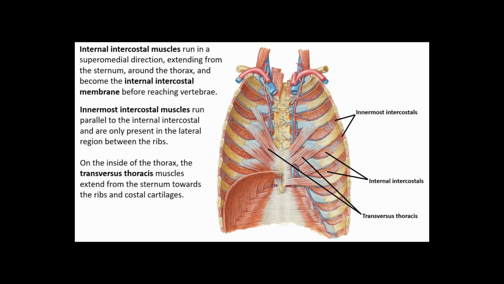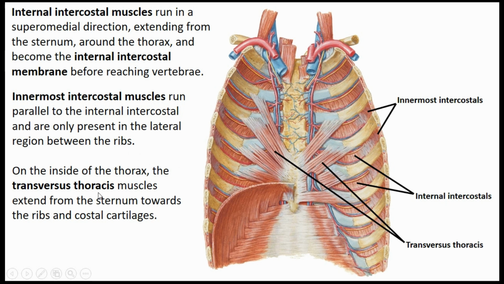The innermost intercostals are only present in the lateral side of the thorax, so we don't really see them close to the sternum or close to the vertebra. And then last and arguably least, we have the transversus thoracis muscles here. These are fanning out from the xiphoid and inferior body of the sternum to the internal posterior side of the anterior ribs, and they're going to be involved in depressing the ribs during a very forced exhalation.